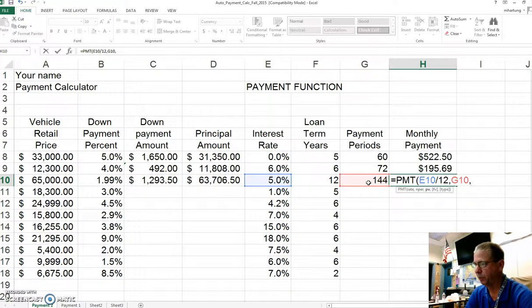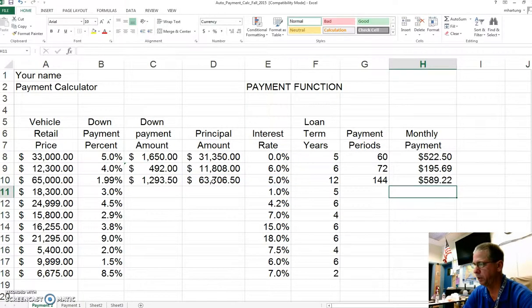Separated by a comma. And the last thing is the principal amount of the loan. Once again, the negative sign first. Click on the amount of the loan. Don't forget the last parenthesis. And enter, and hopefully we did it correct, and there we are, $589.22 a month. So that's using the payment function to calculate a monthly payment.